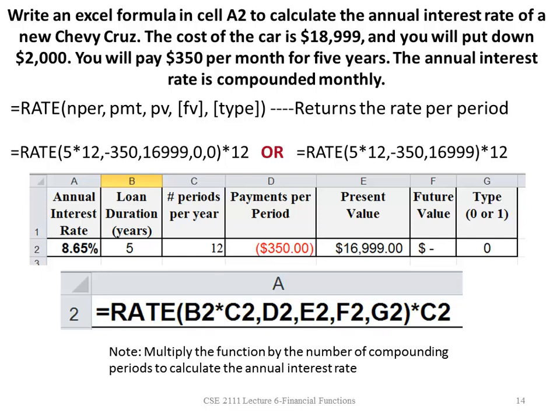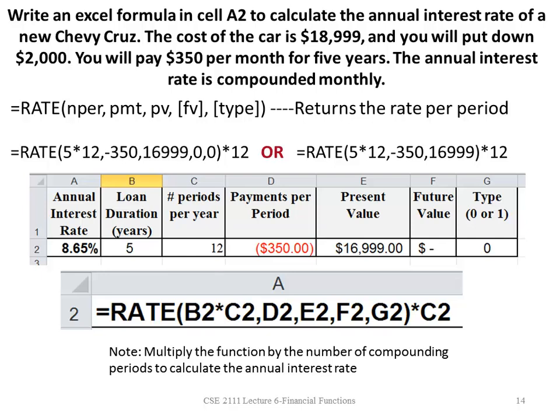There's the rate function and the arguments. Let's plug in the values. 5 years times 12, NPER argument. You always take the years and multiply it by the number of compounding periods. The payment argument, negative $350, because we are going to pay $350. The present value, $16,999.